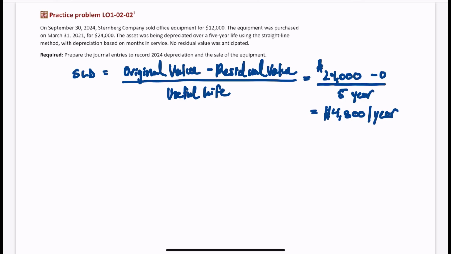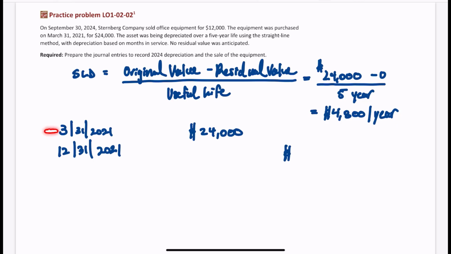And so if we think about it, we bought this asset on 3/31/2021 for $24,000. And then on 12/31/2021, we record depreciation expense, but it's not for a full year. We placed this asset in service basically on April 1st.